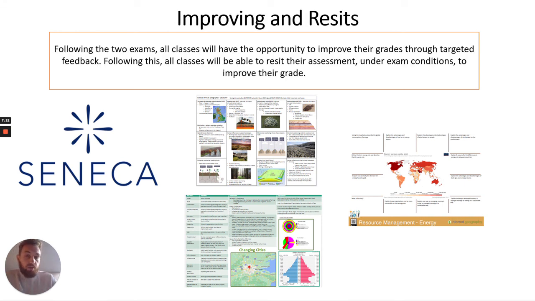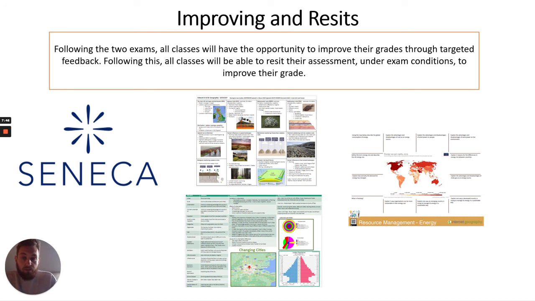Okay, so improving your grades and resitting. Following your 2 exams, so following your paper 1 and paper 2 exams, you will have the opportunity to improve your grade, and that will be through targeted feedback. So your teacher will mark your assessments and will come up with feedback resources that's tailored to what we feel you need to do more of or change in order to improve your grade. So use that time well in order to do that.